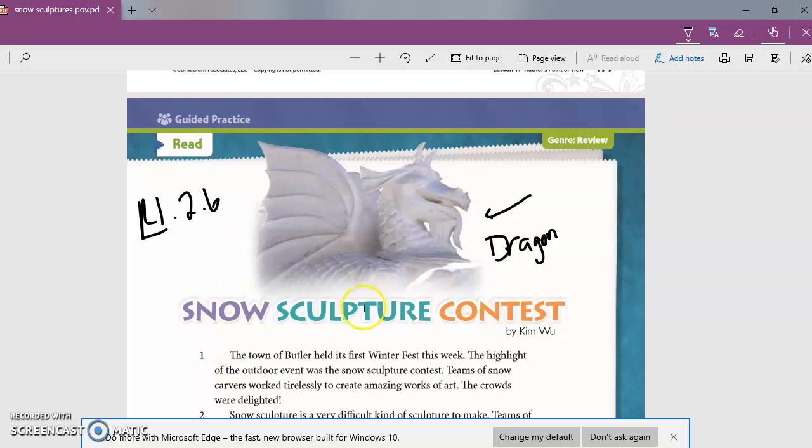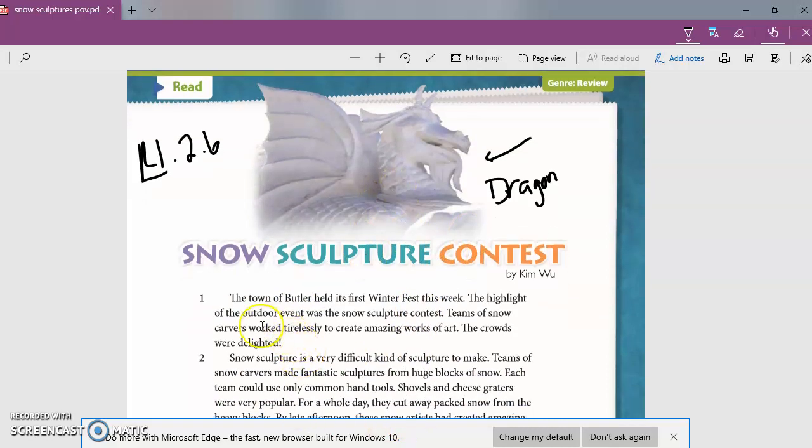Snow Sculpture Contest by Kim Woo. The town of Butler held its first Winterfest this week. The highlight of the outdoor event was the Snow Sculpture Contest. Teams of snow carvers worked tirelessly to create amazing works of art. The crowds were delighted. So I already see some describing words, and that is amazing, delighted, and tirelessly.